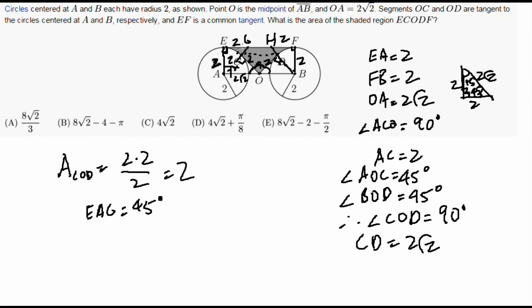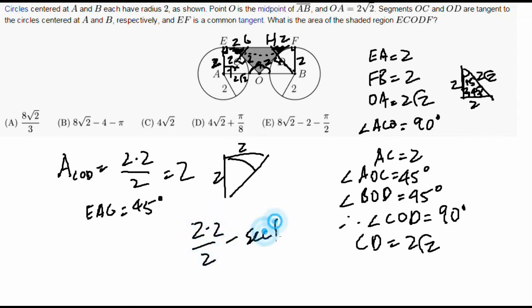Okay, so let's find the area of this sliver. So these slivers right here. What's the area of that? That would probably be, I'll draw a diagram like this, 2 times 2 over 2 minus the sector of the circle. That minus that. This is what we're trying to find. So what's the area of this?